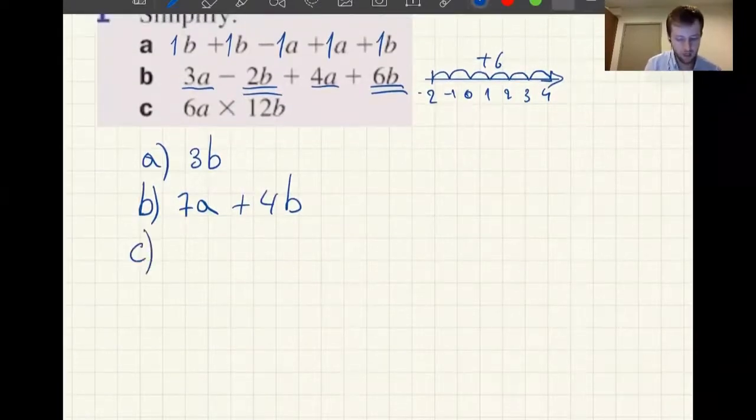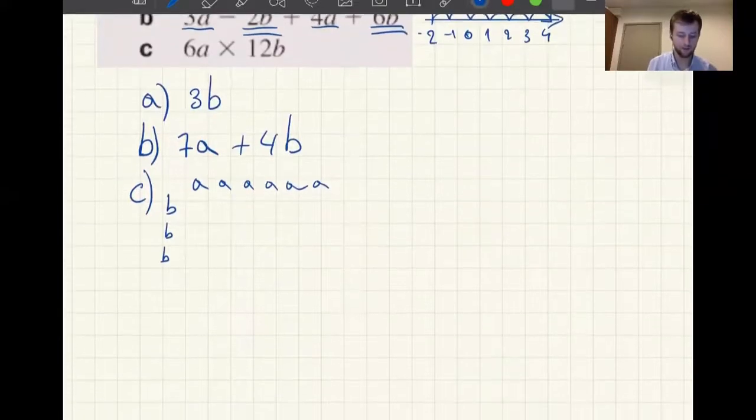And in C, this is interesting. We have numbers, 6 apples times 12 bananas. So you can think about it like this. It's as if you have a kind of an area. You have a kind of an area from apples. There are 6 of them, like this. And then you have 12 bananas coming at you like this.